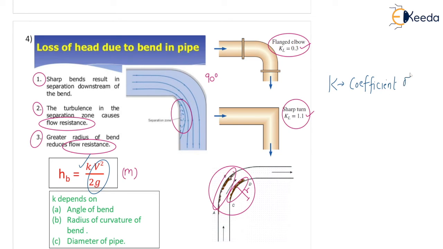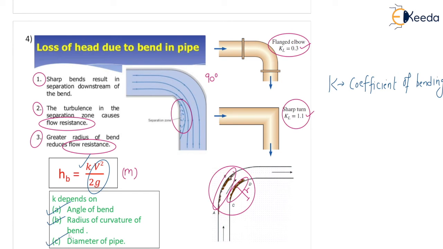Coefficient of bending, K, depends upon an important factor: the angle of bend. Correct? K depends upon the angle of bend. The higher the angle of bend, the higher the loss, or value of K. Radius of curvature: a higher value of radius of curvature gives less loss. If you increase the radius of curvature, the loss will decrease. Radius of curvature is good actually.